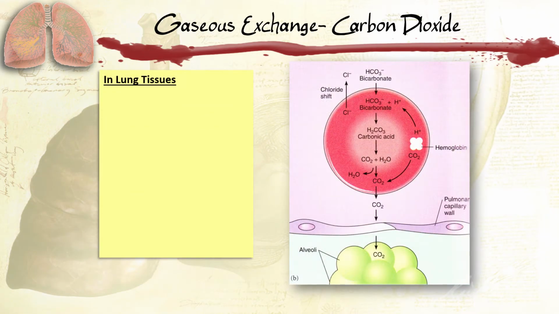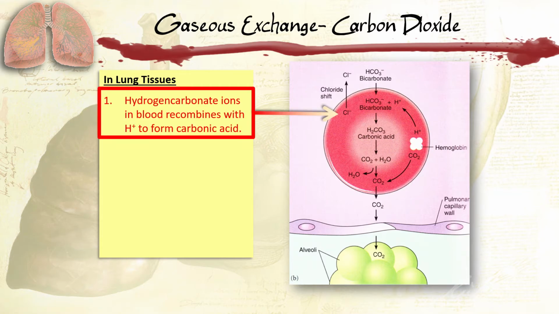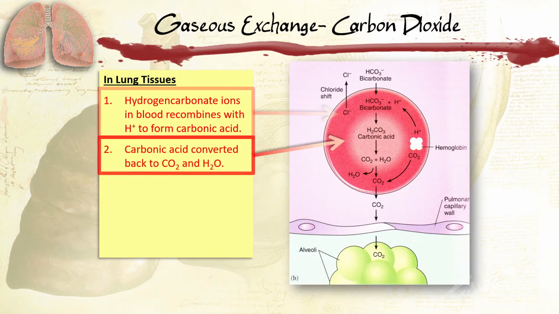Our red blood cell will then travel to the lung, and hydrogen carbonate ions in the blood will then combine with hydrogen ions to form carbonic acid. This happens in the lung, and carbonic acid will be converted back into carbon dioxide as well as water with the help of the enzyme carbonic anhydrase. So carbonic anhydrase converts carbon dioxide and water into carbonic acid, as well as the reverse, which is carbonic acid back into carbon dioxide and water. So this is done in the red blood cell.